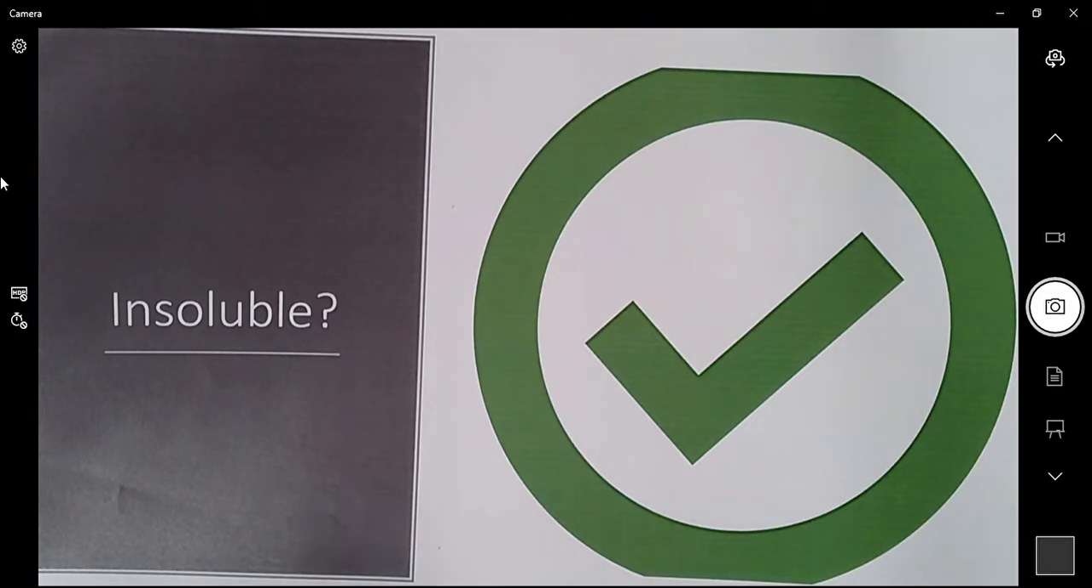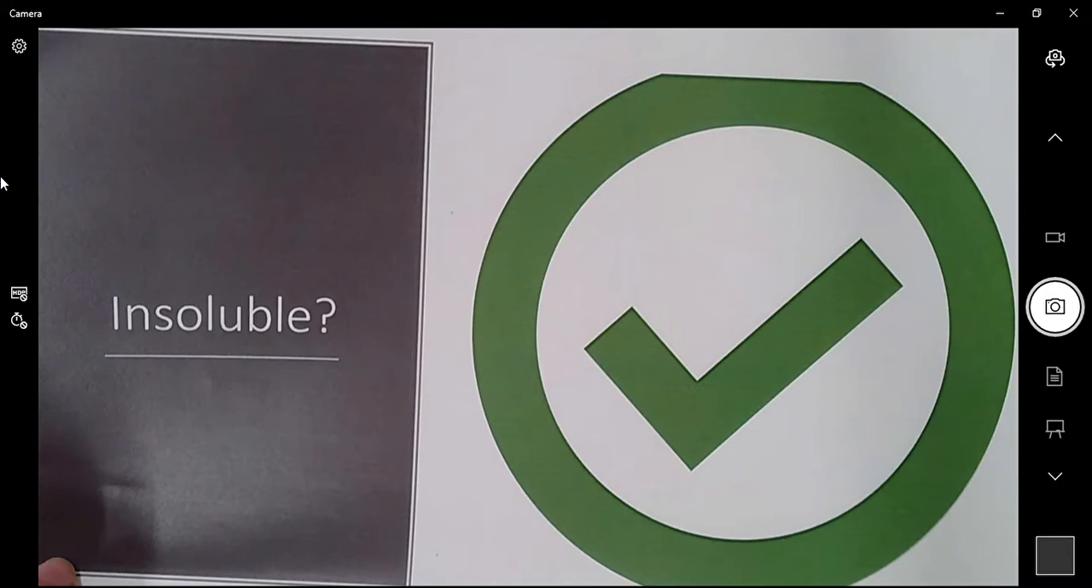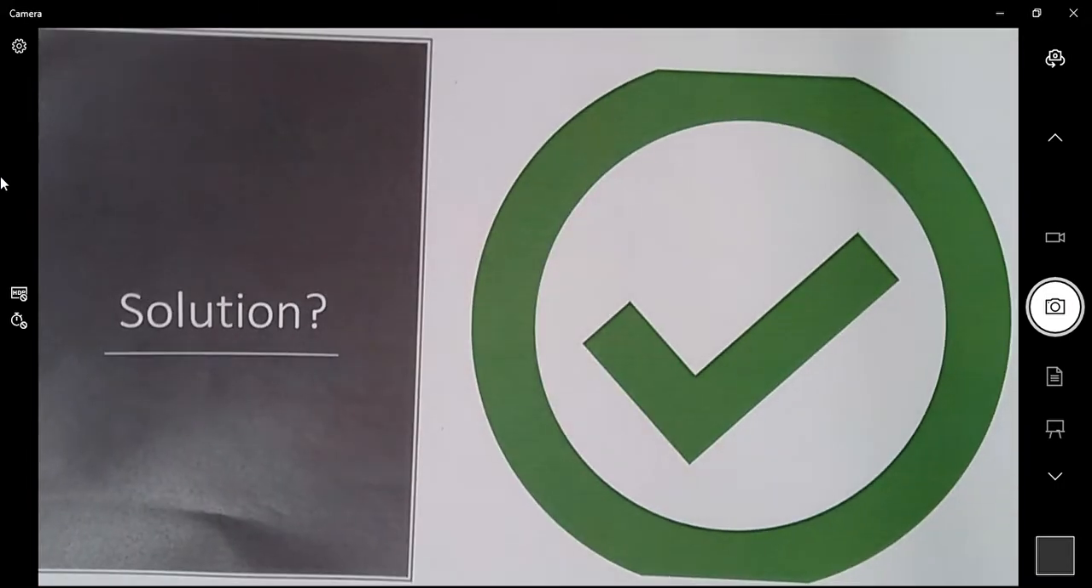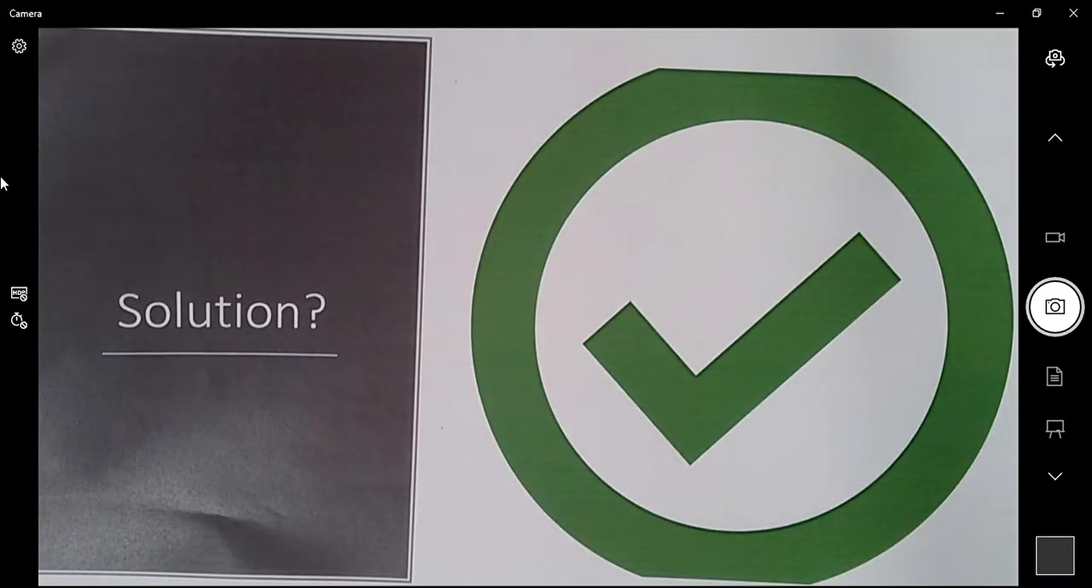Excellent. Next word, solution. What does solution mean? Yeah, absolutely, well done. Solution is what becomes of the liquid when you dissolve it. So our solution was the sugar water. The sugar plus the water created a solution. Well done. You've mixed the liquid and the solid and you've created a solution.